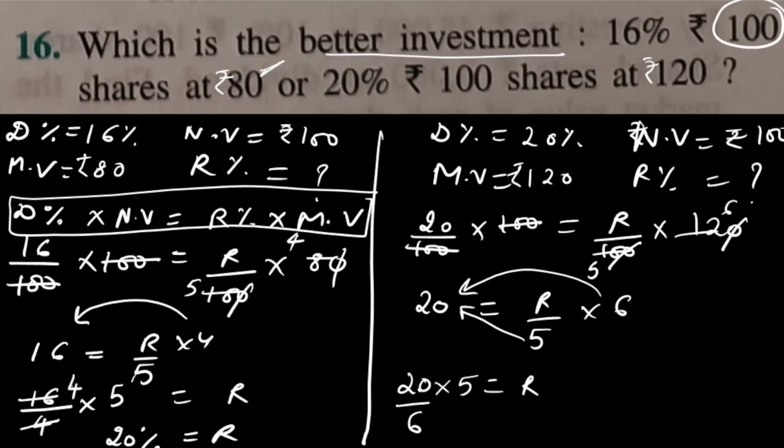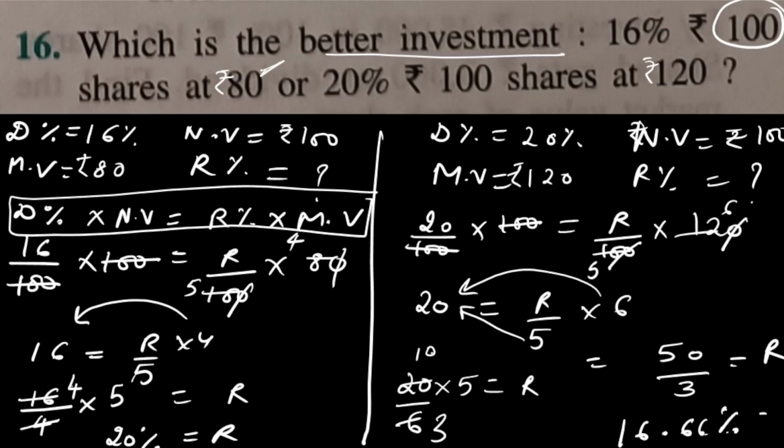So what I will get now, 2 into 10, 2 into 3. So I have got 10 into 5 is 50, 50 by 3 is equals to r. So what is the value of 50 divided by 3? When you divide it, you will get its answer as 16.666. So 16.66% you will get. Now you people can see which one is a better investment. The first one, because here return is more. 20% is the return here.